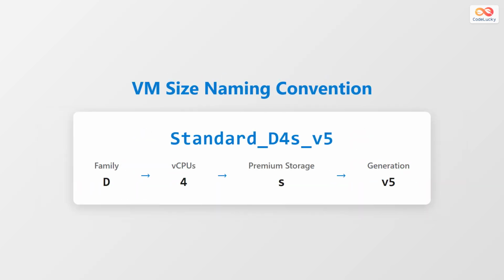Azure uses a standardized naming convention for VM sizes. Let's break down an example. Standard_D4S_V5. The letter D represents the VM family. The number 4 indicates the number of virtual CPUs. The letter S means it supports premium storage. And V5 indicates it's the 5th generation of this VM series. Understanding this naming pattern helps you quickly identify a VM's capabilities.